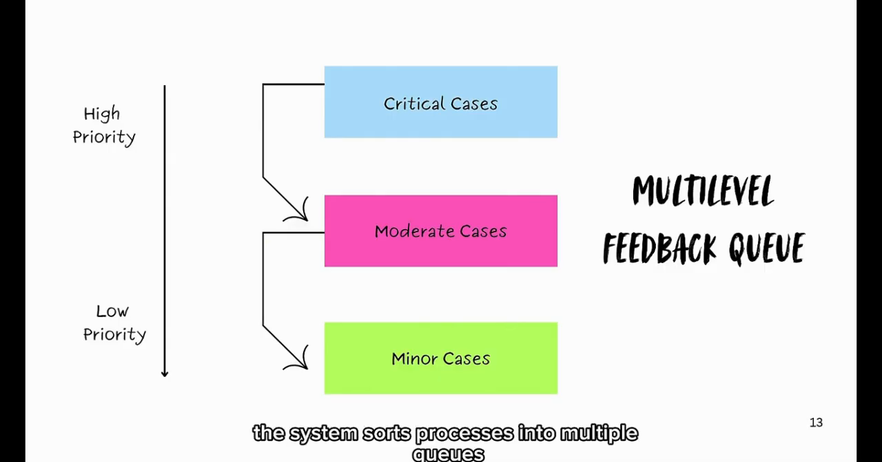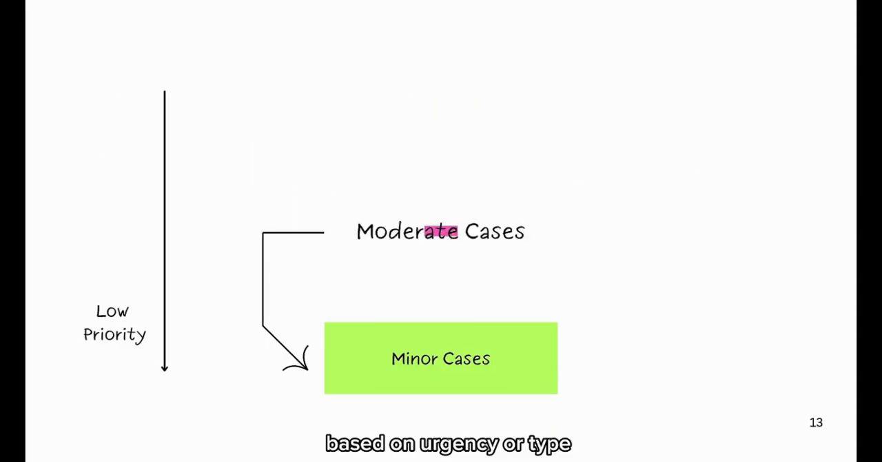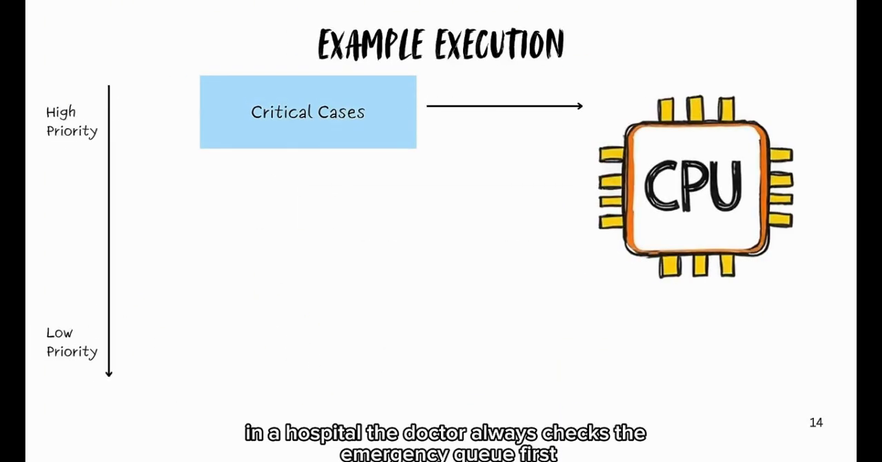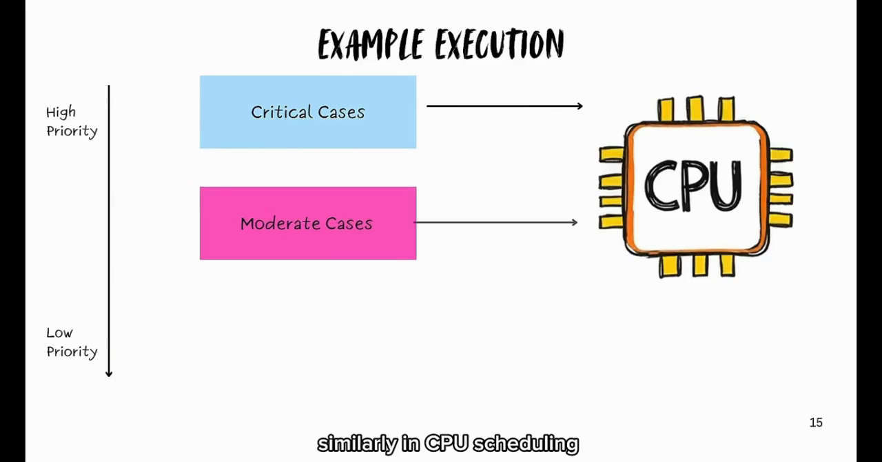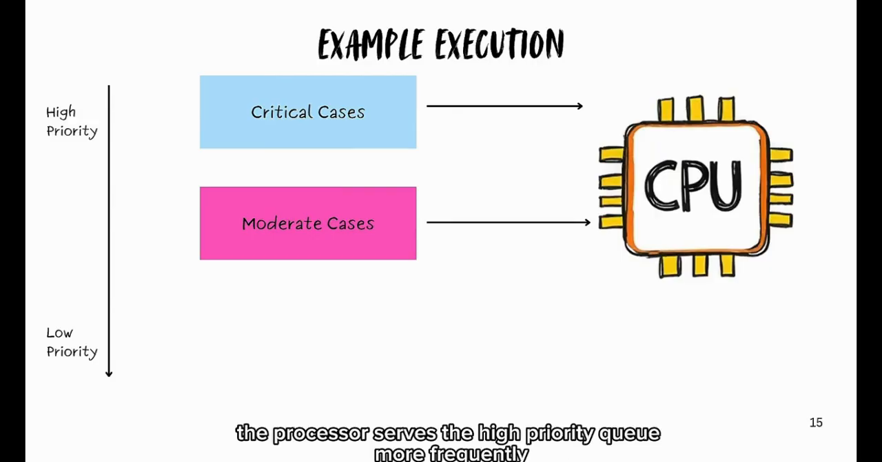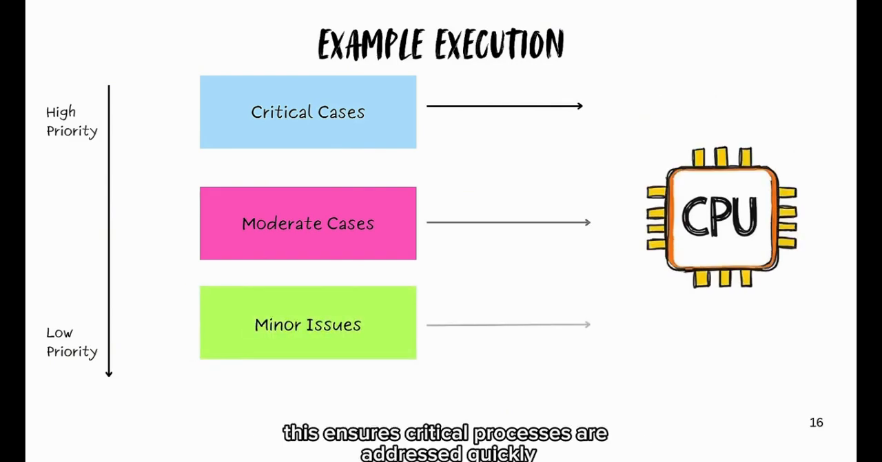The system sorts processes into multiple queues based on urgency or type. In a hospital, the doctor always checks the emergency queue first, even if others have been waiting longer. Similarly, in CPU scheduling, the processor serves the high priority queue more frequently, while lower priority processes wait longer. This ensures critical processes are addressed quickly, just like saving lives comes before minor checkups.